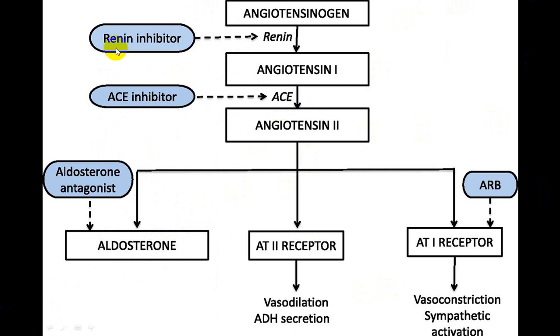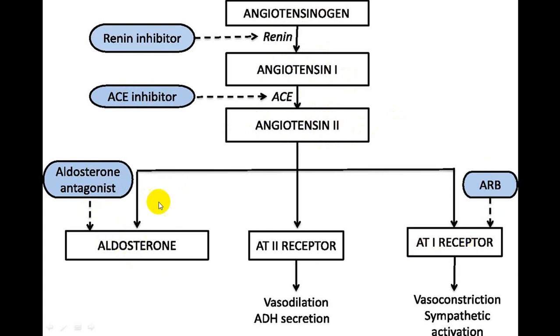So you've got another group we call a renin inhibitor, which will be acting at this level. It will inhibit the renin and does not allow the angiotensinogen to be converted into angiotensin 1. And this is where the ACE inhibitor will be acting, not allowing angiotensin 1 to be converted into angiotensin 2. Aldosterone antagonist is acting at the level of aldosterone, and ARB is acting at the level of AT1 receptors.